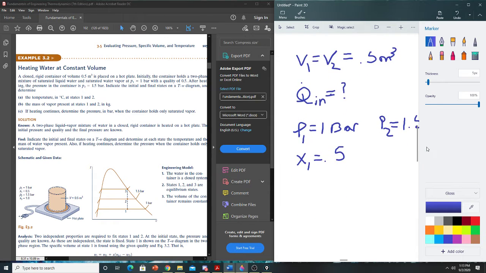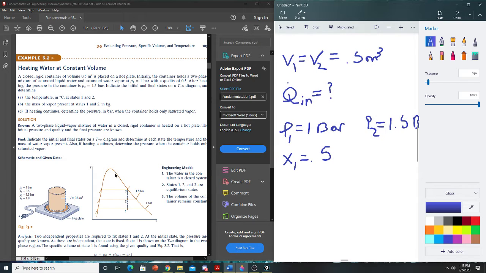All right, so we've got that. It says, indicate the initial and final states on a TV diagram and determine all of these. A is the temperature in Celsius, states 1 and 2. B, the mass of the vapor present at states 1 and 2. If heat continues, determine the pressure in bar when the container holds only saturated vapor.